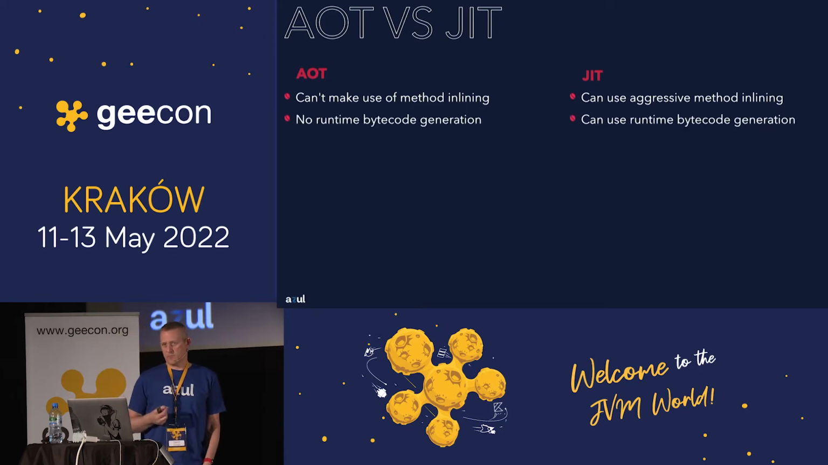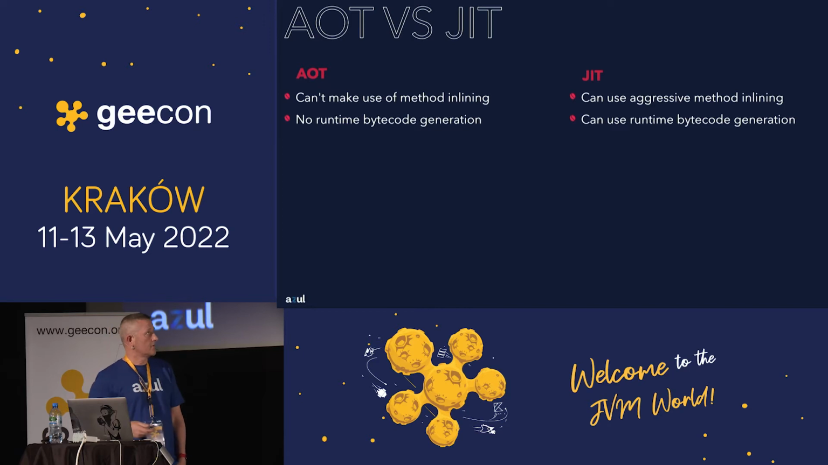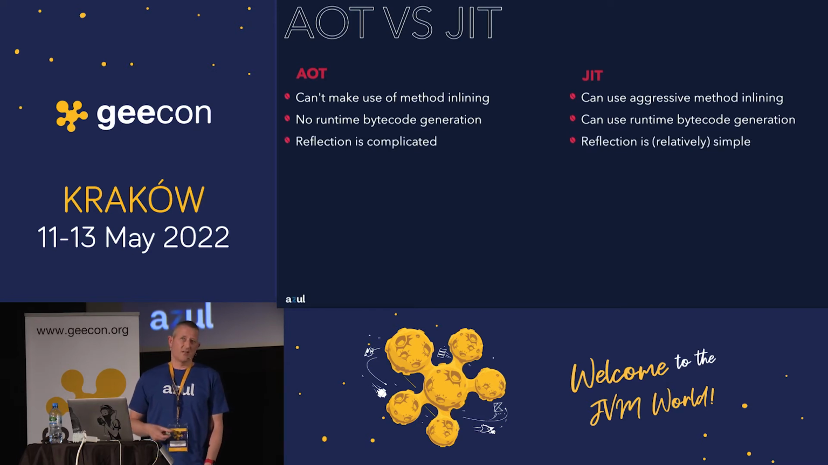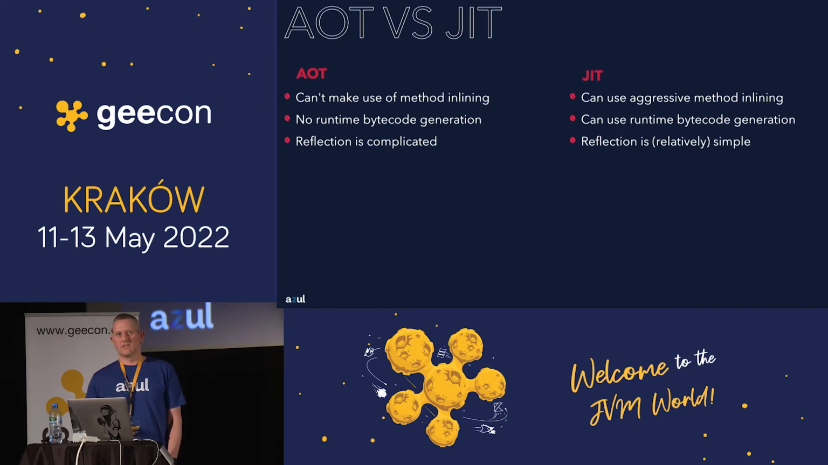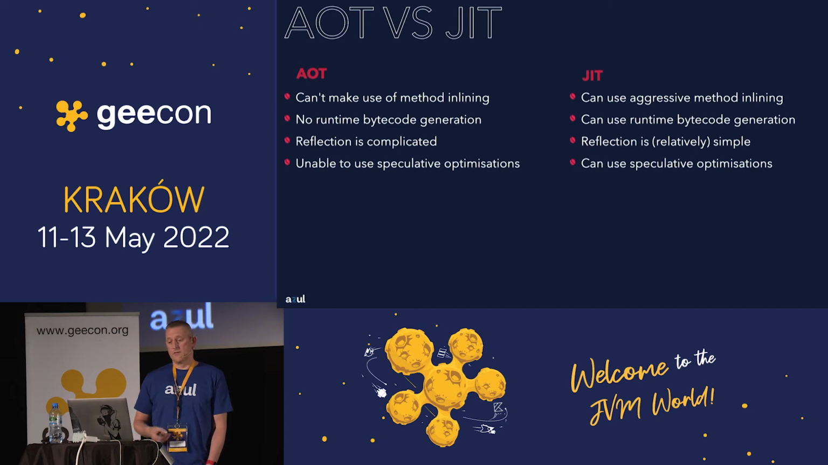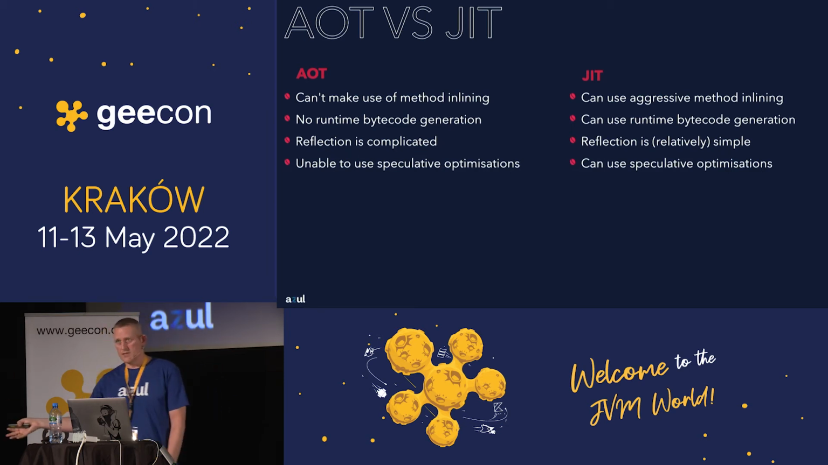There's no runtime bytecode generation in Graal or native image or AOT in principle. You can use runtime bytecode generation in the JVM, of course. That's all possible there. Reflection in Graal is possible, kind of, but quite complicated. In JIT, reflection is never simple, but it's of course possible, and we use that a lot. You can't use speculative optimizations in AOT, where you can use them in the JIT.